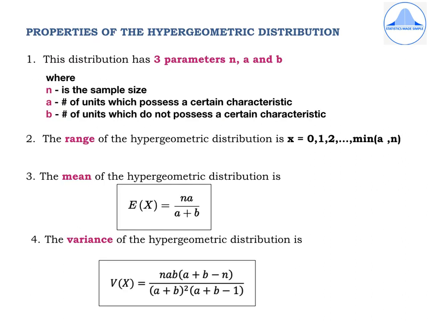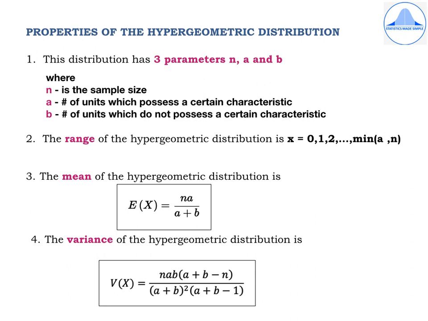Let us now discuss some of the important properties of the hypergeometric distribution. The first one, this distribution has three parameters n, a and b, where n is the sample size, a denotes the number of units which possess a certain characteristic, and b denotes the number of units which do not possess that characteristic. The second property is the range of the hypergeometric distribution, which is x equal to 0, 1, 2, and so on, up to the minimum of a comma n. Always keep in mind the range will be denoted by small x and not capital X.